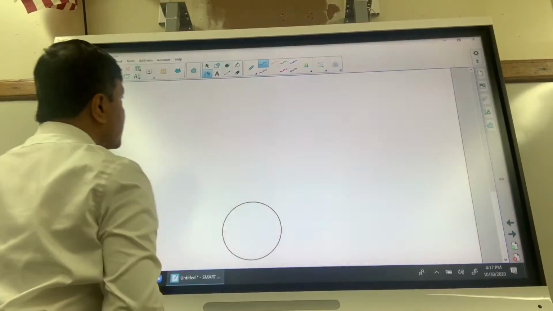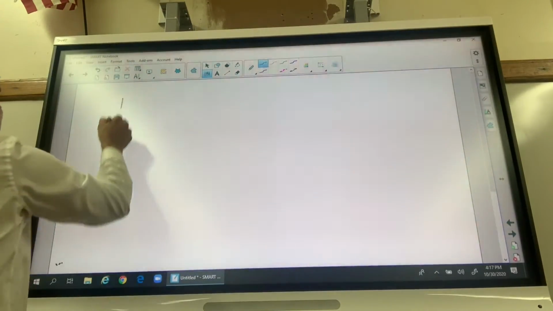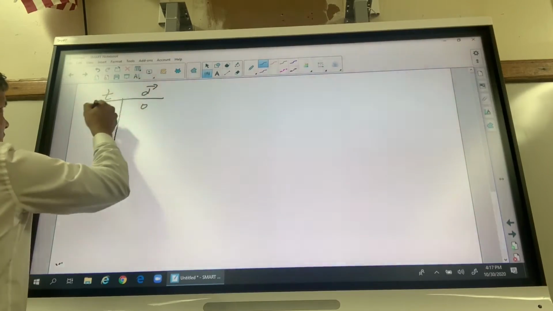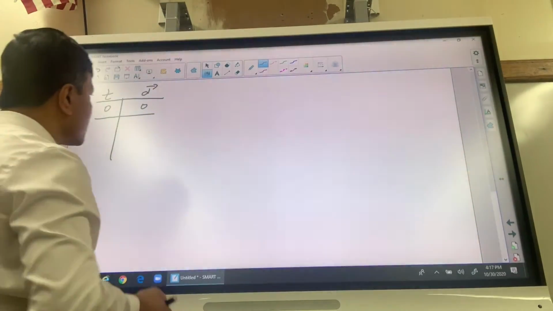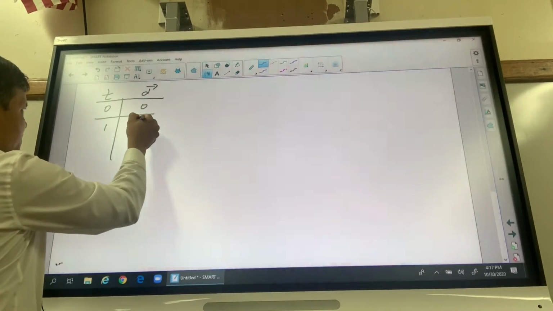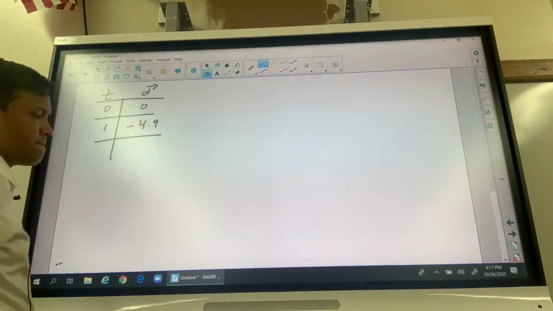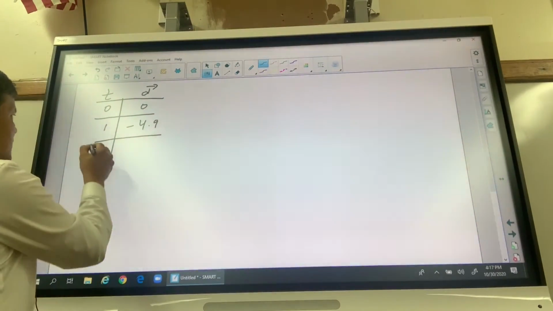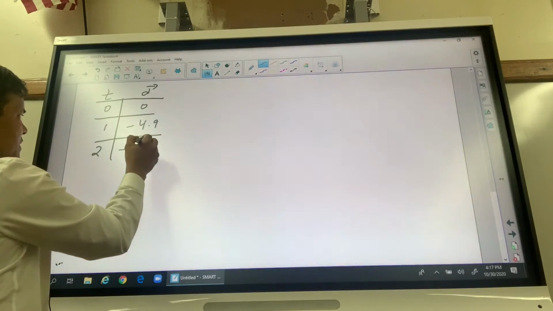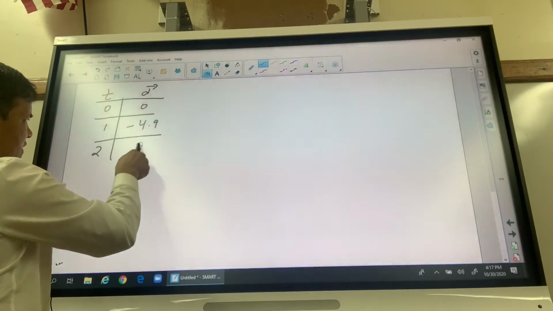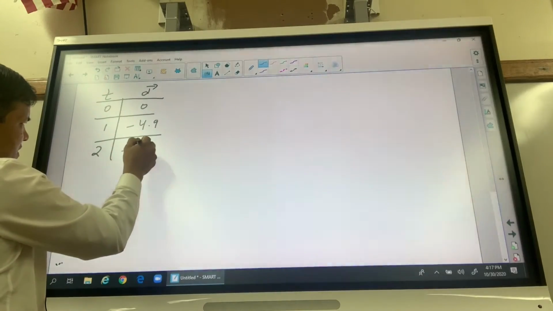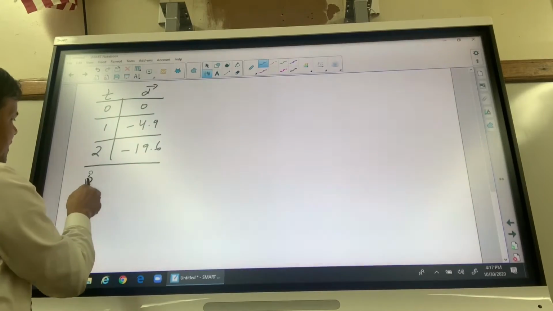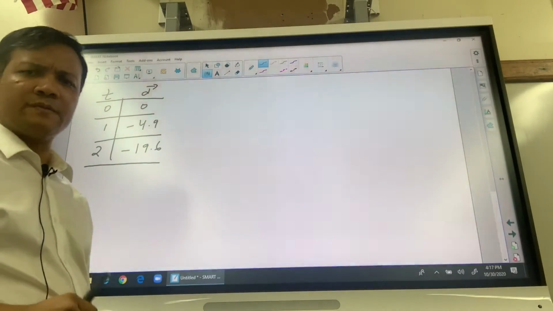So when you drop something, you can measure that. At 0 second, it will displace 0 meter. At 1 second, it will displace negative 4.9. That's how much it displaces. You can measure that. At 2 second, negative 19.6. And 3 second, that's enough, I guess. We need only 3 points.